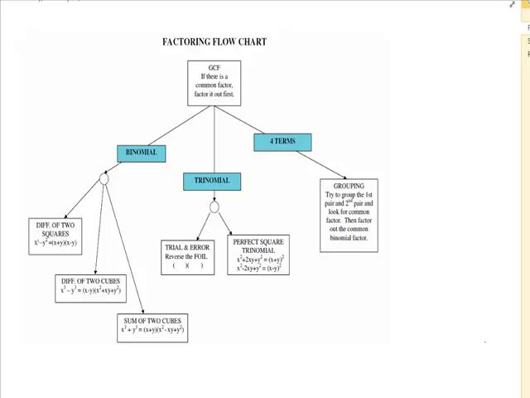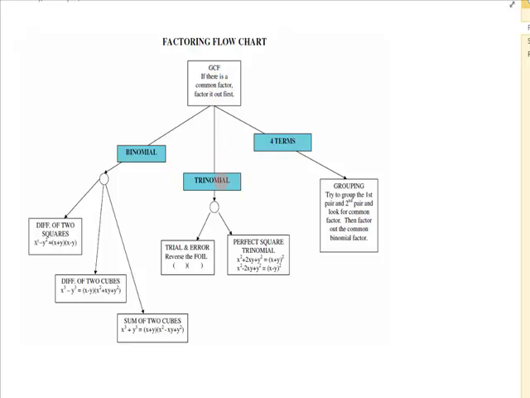Well, here we are again, still working on factoring. We're in lesson 6.3.1 and the factoring flowchart is still here. Just a reminder, anytime you're asked to factor, first you look to see if there's a GCF, then count the number of terms. If there are 4, try grouping.